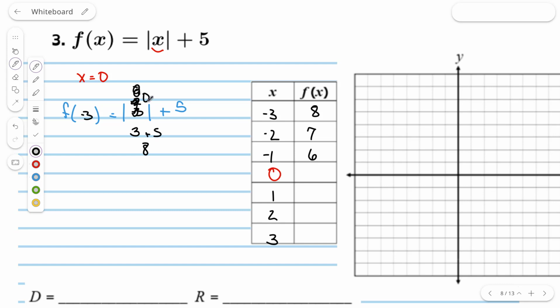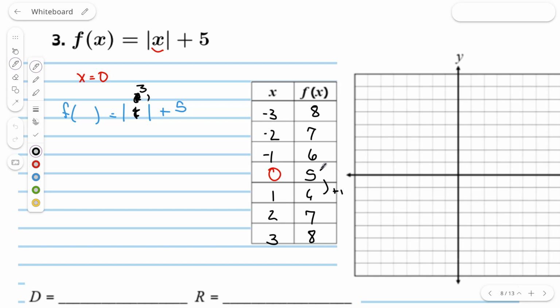I plugged in a 0. 0 plus 5 is 5. And so I'm just going to keep on changing what I'm plugging in each time and looking at that chart. So let's go ahead and start doing the positive side. If I plug in a 1, 1 plus 5 is 6. I plug in a 2, 2 plus 5 is 7. Plug in a 3, absolute value 3 plus 5 is 8. And so you see that pattern.